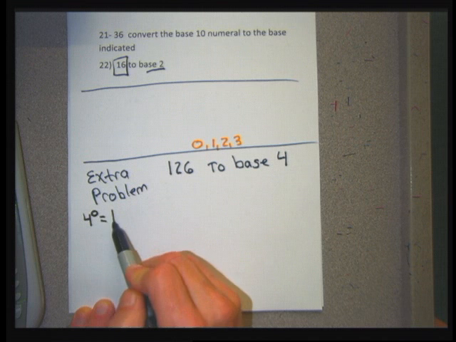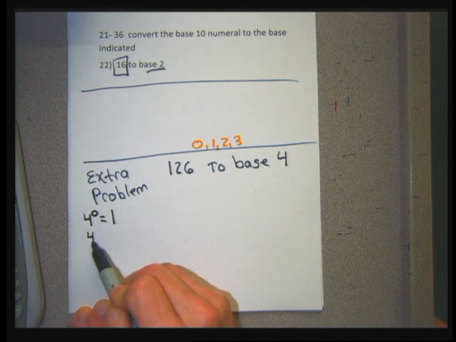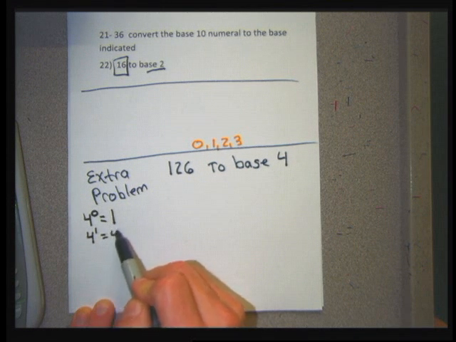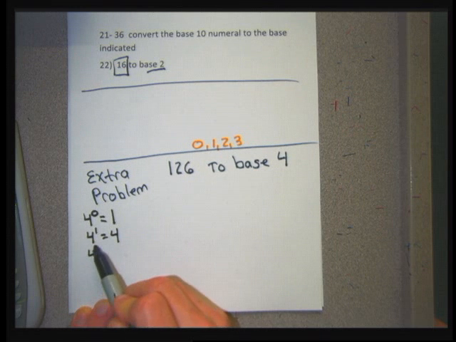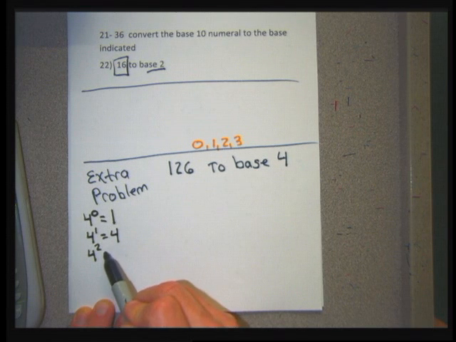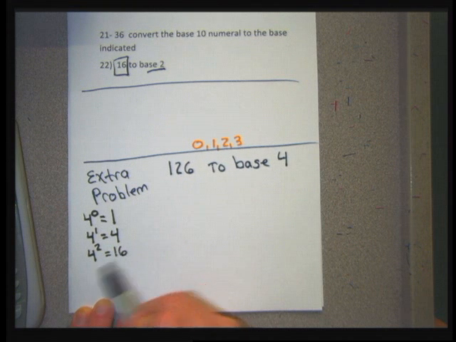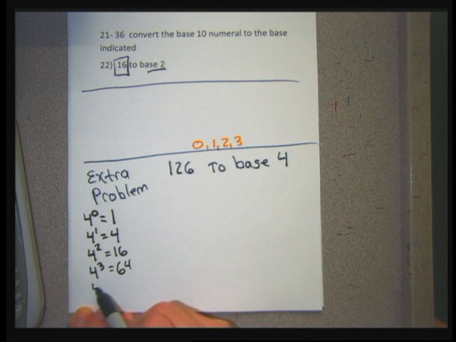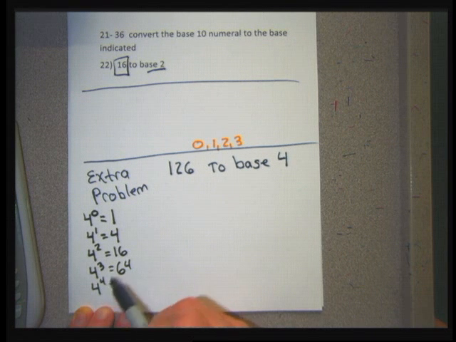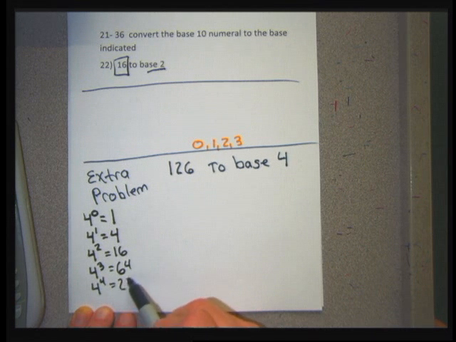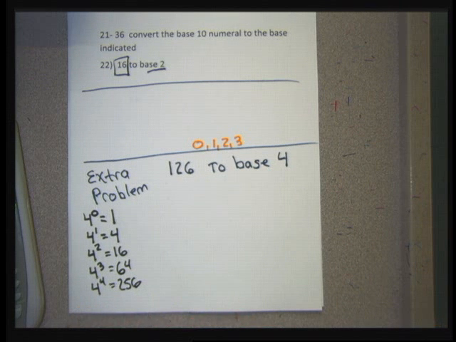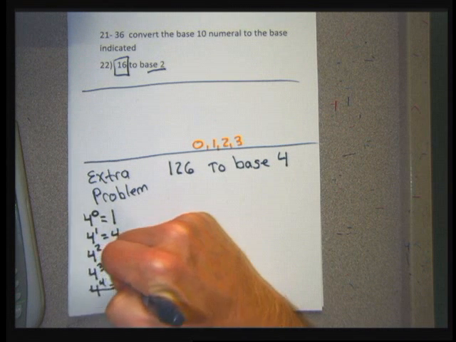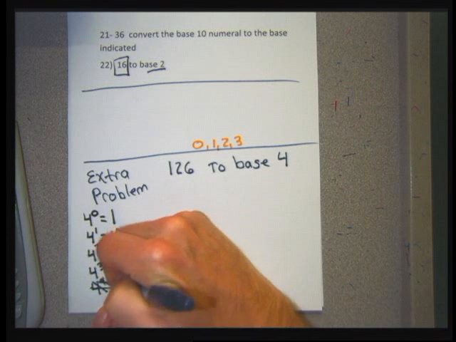So 4 to the 0 power is 1. 4 to the first power is just 4. 4 to the second power is 4 times 4, which is 16. 4 to the third power is 4 times 4 times 4, which is 64. And 4 to the fourth power is, if I did it on my calculator, I think I'd get 256. 256 is bigger than 126, so I'm not going to do any more powers of 4. In fact, I'm going to cross out the power of 4 that's bigger than 126.